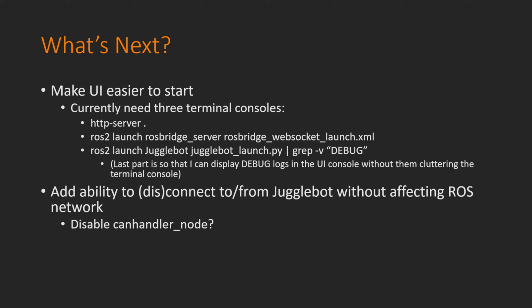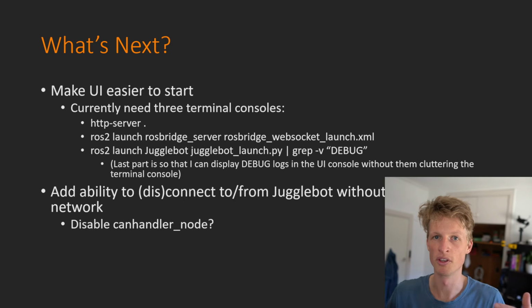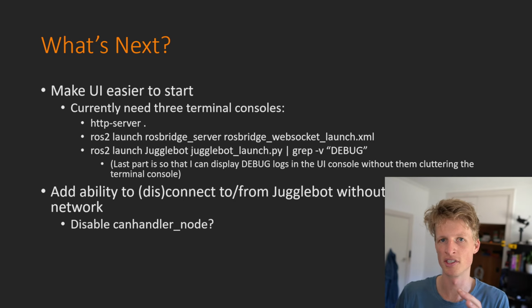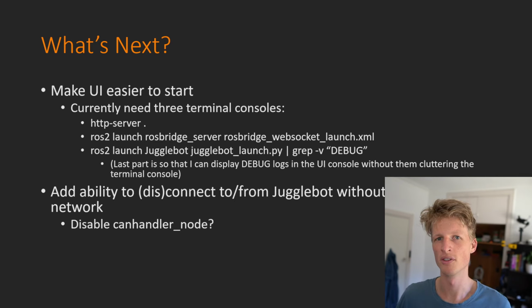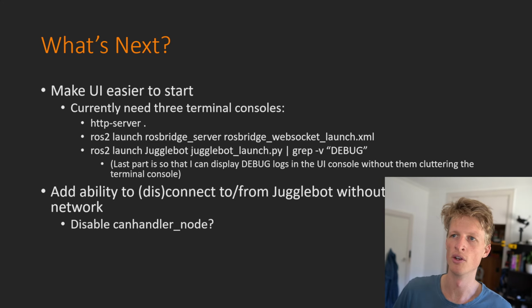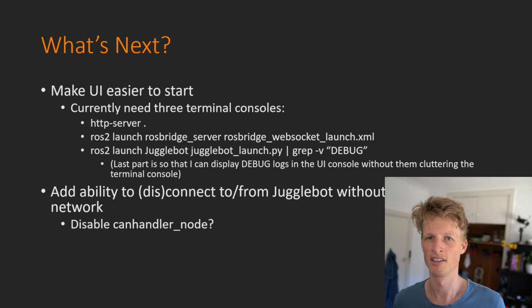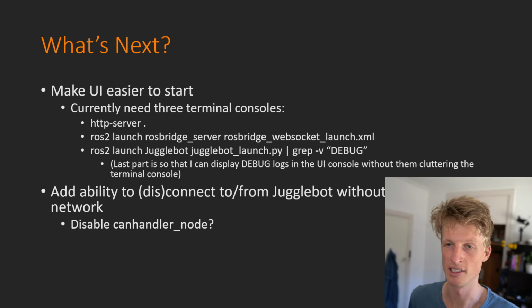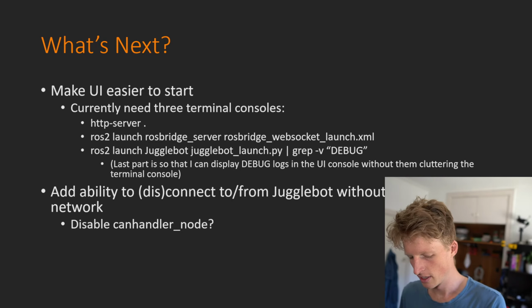I'm thinking that to do this, I can just disable the CAN handler node, which is the one that actually communicates with the robot. That's the only node in my ROS network that's doing that communication. I can just end that node and restart it when I want to, but I've never had nodes leaving and re-entering my network, so I don't know if there's anything I need to be aware of. If you have any thoughts, please let me know. But as far as I'm aware, it should work.